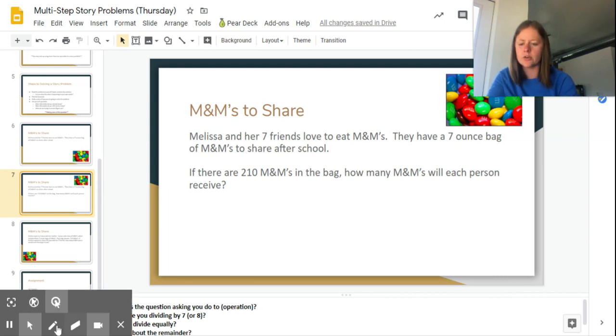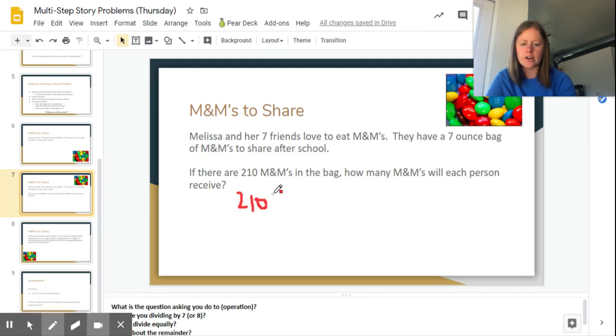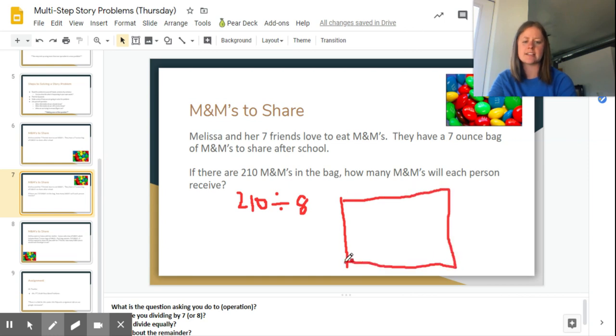So what you're going to want to do is 210, because that's how many M&Ms there are, and we are going to divide that by how many people there are. Now, you're not dividing by 7, you're dividing by 8, because it's Melissa along with her 7 friends, so it's 8, okay? So to do division, we set up our box. I'm making mine a little bit bigger because how many boxes am I going to have? We have 3 because it's a 3-digit number, okay?